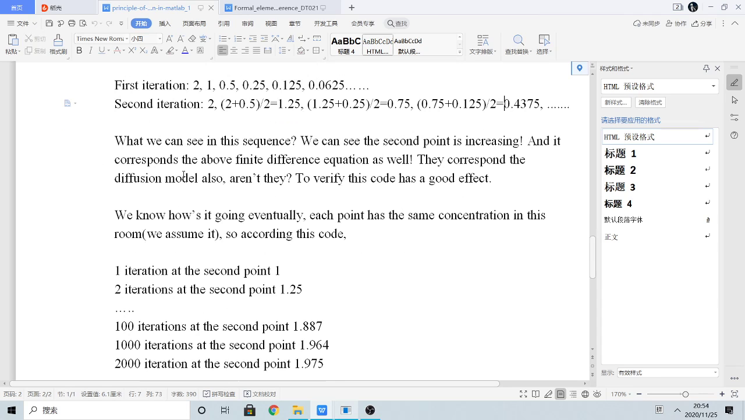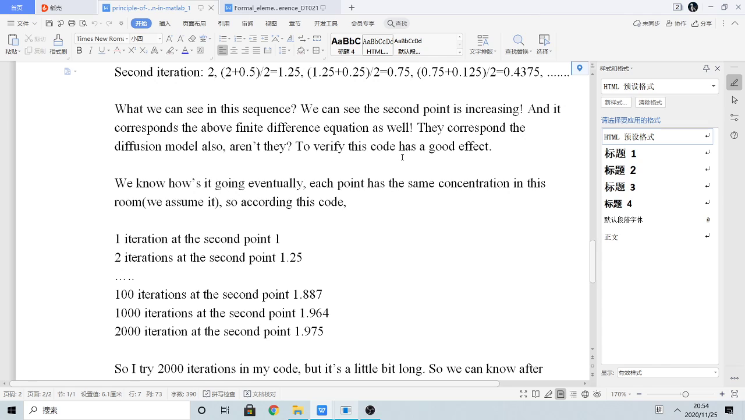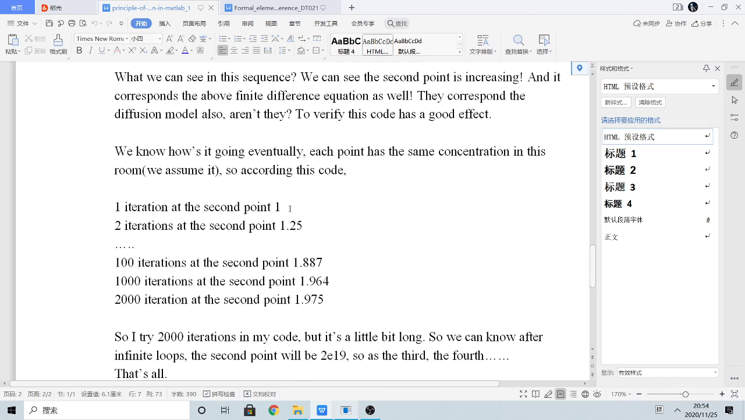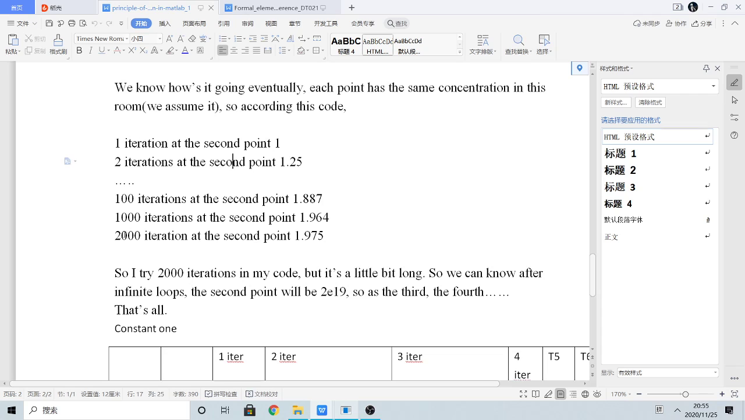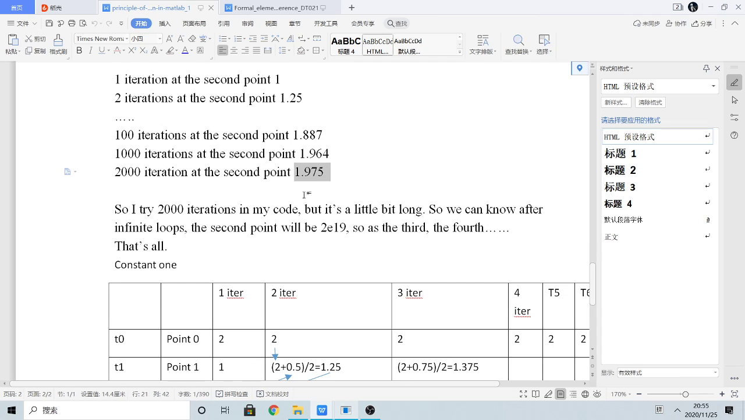What can we see in sequence? You can see the second point increasing, and this is the definition of the constant source diffusion as well, because each point has the same concentration in this model. So we just verify it by the increase of the second point. So I try to get more and more iterations, and the second point concentration should keep increasing and approach 2e19.